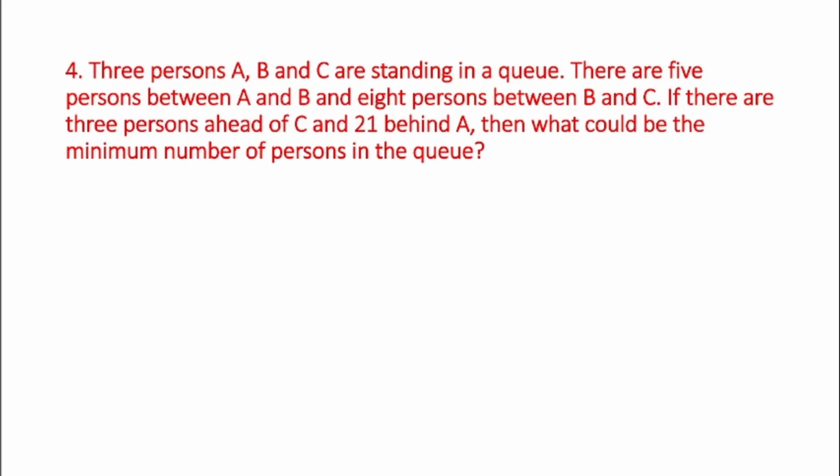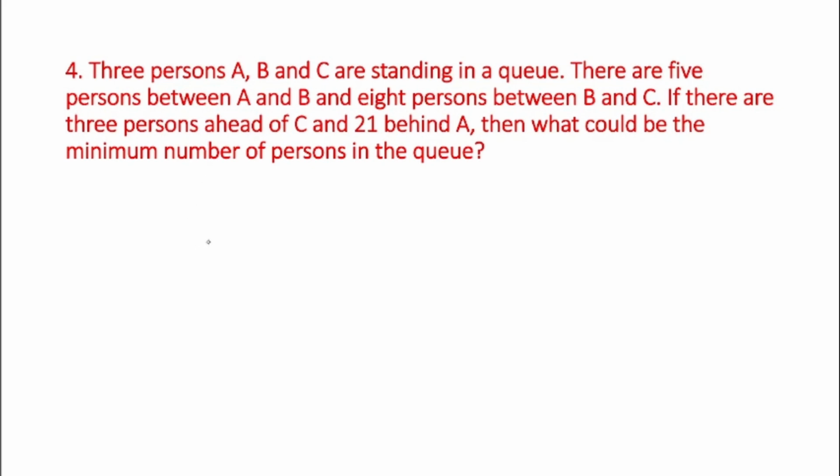So here the positions of A, B, and C are given. Sorry, not exactly the positions. They have given some positions of A and C, I think, and the persons between A, B, and C are also given. We need to find the number of persons in the queue. So the minimum number of persons. Let's see how this can be solved.